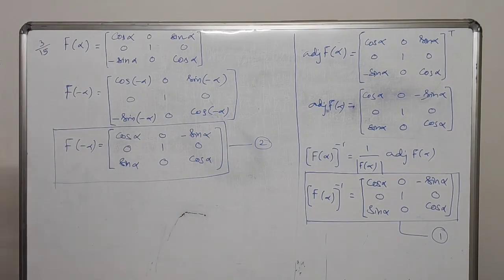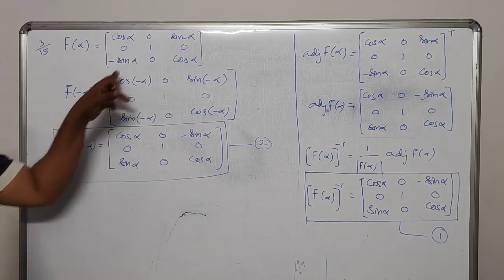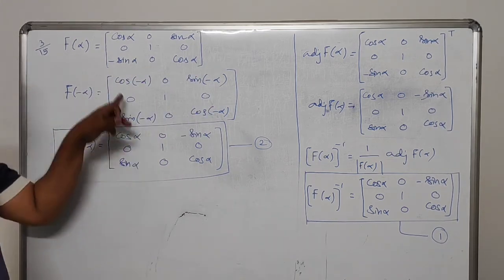Now to find f of minus alpha, without writing this step you can write the result directly. You will not write this step.